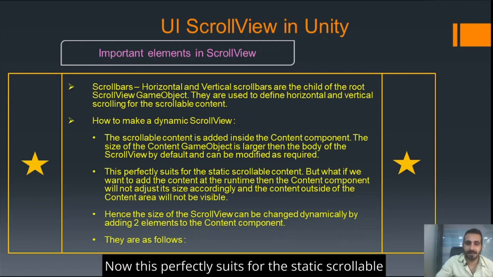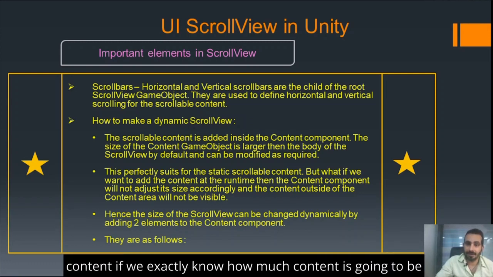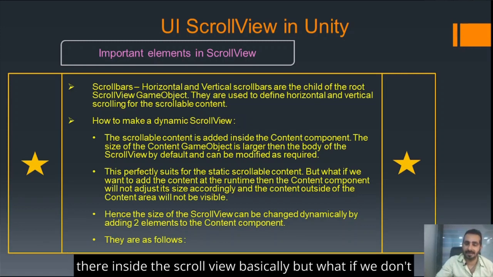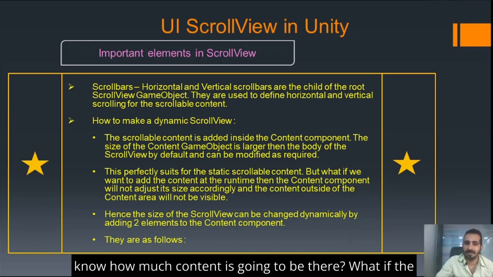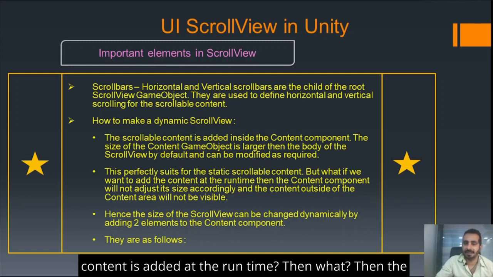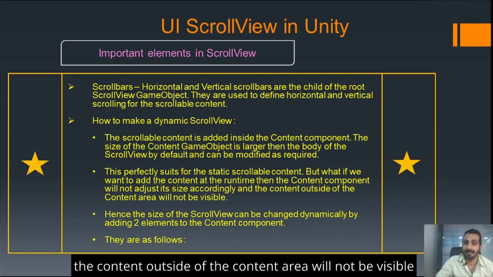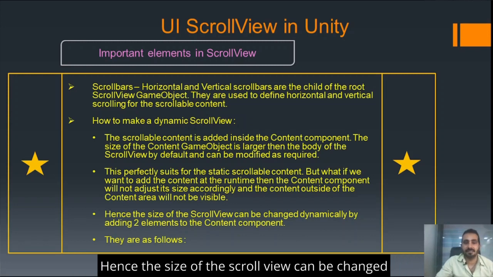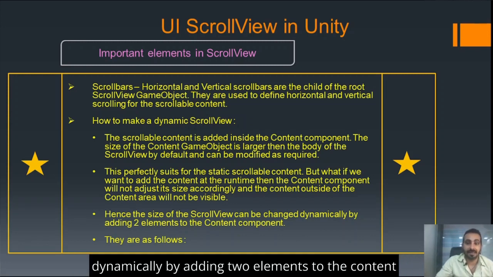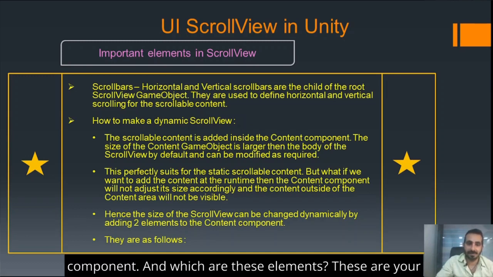Now this perfectly suits static scrollable content, if we exactly know how much content is going to be there inside the scroll view. But what if we don't know how much content is going to be there? What if the content is added at runtime? Then what? Then the content component will not adjust its size accordingly and the content outside of the content area will not be visible. Hence the size of the scroll view can be changed dynamically by adding two elements to the content component. And which are these elements?